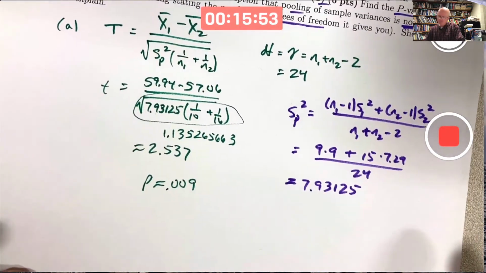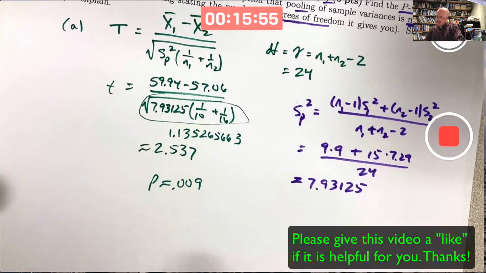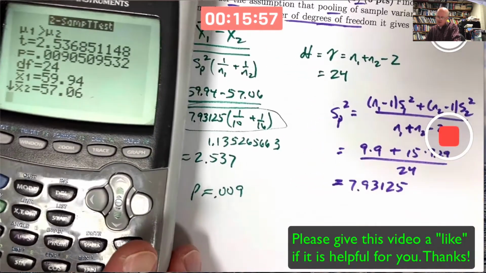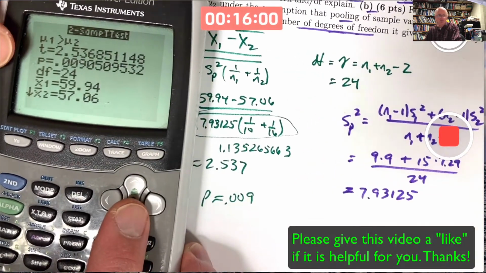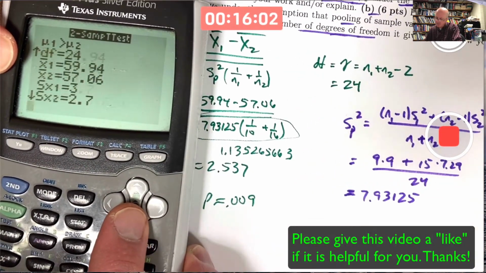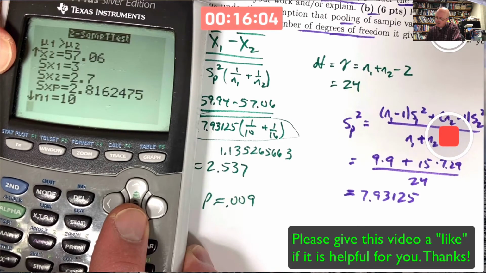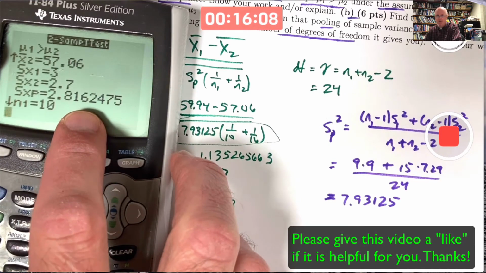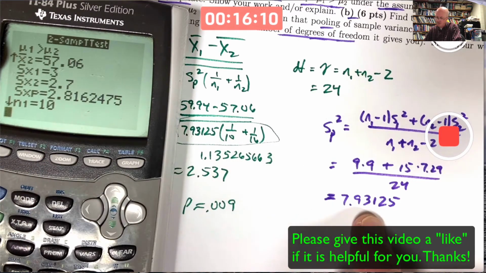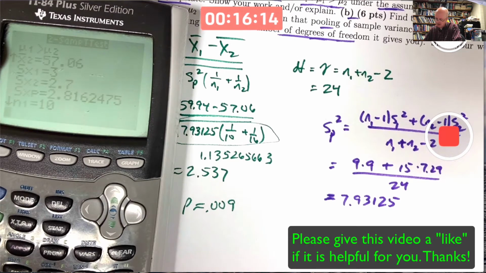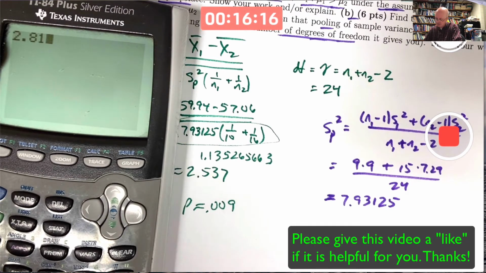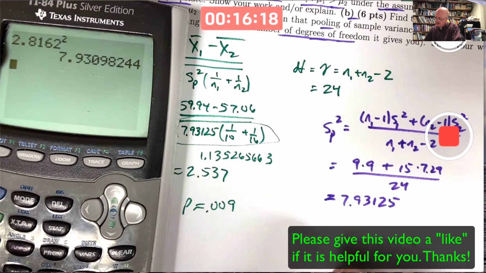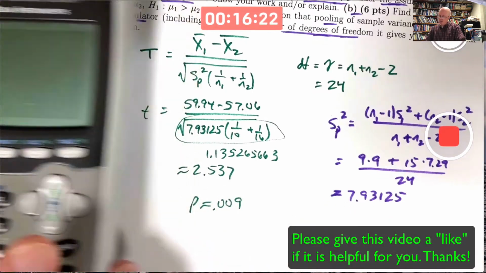That is the p-value there. Notice the degrees of freedom is confirmed to be 24. Notice also there's the pooled standard deviation. If I square this number, I should get the 7.93125. Let's confirm that. 2.8162 squared. Yes, it is very close to this up to rounding error. Okay? All right. What about part B?